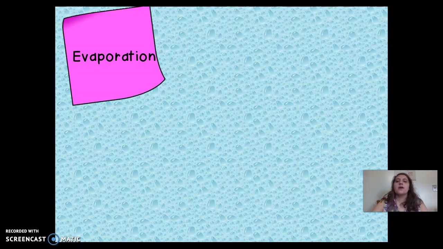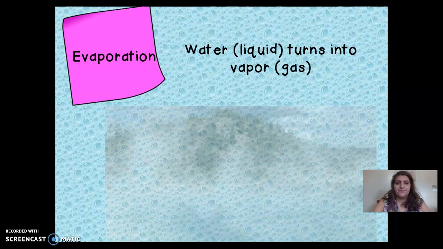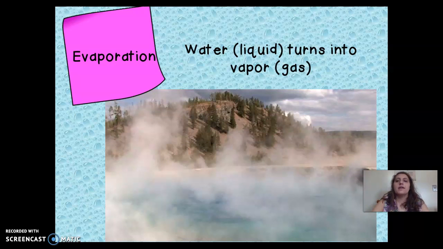All right, so the first part is evaporation. Evaporation is when we have water, which is a liquid, and it turns into a gas. It gets heated up and turns into water vapor. This is a picture of what evaporation looks like. What do you notice? It looks like steam is coming up from the ground. You would be right. The water is heating up and turning into a gas. Have you ever had a teapot on the stove and there's steam coming out of it? That's water vapor and evaporation is happening.